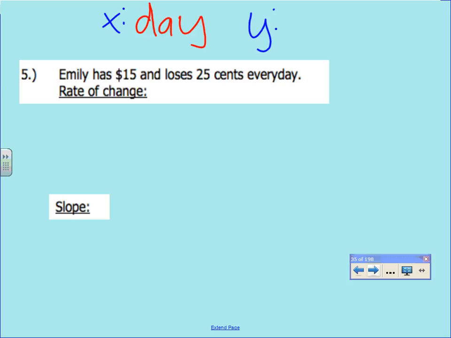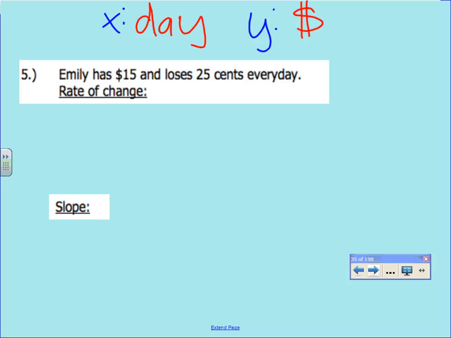Kyle, what's y? Good. Money or money lost, however you want to think of that. This is something you can control. That is your dependent variable. You could also say here, money depends on what day it is, or the amount of money that you have depends on what day it is, okay?